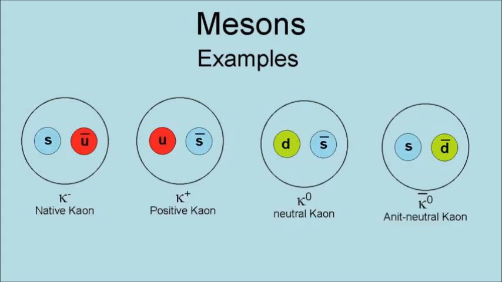Next, we have the four kaons. They are the negative kaon, which consists of a strange quark and an anti-up quark. The positive kaon, which consists of an up quark and an anti-strange quark. There's the neutral kaon, which consists of a down quark and an anti-strange quark. Then there's the anti-neutral kaon, which consists of a strange quark and an anti-down quark.